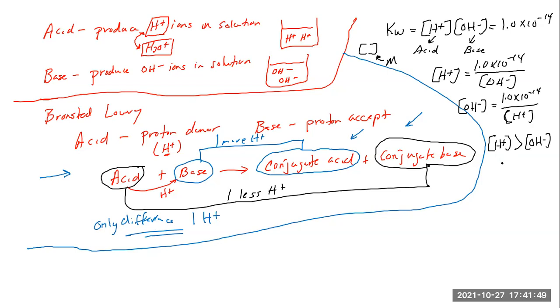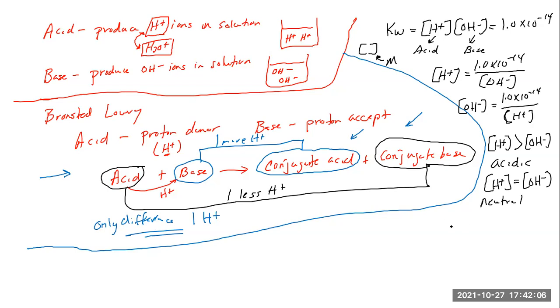And that means that this solution would be acidic. If you got the H plus concentration and it actually equaled the OH minus concentration, that means they both would equal 1 times 10 to the minus 7. That would be a neutral solution.